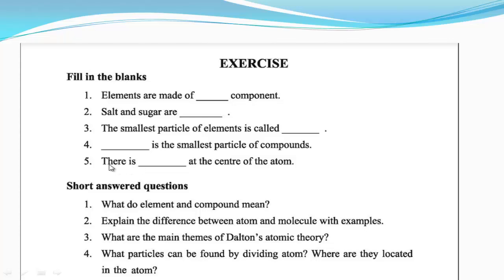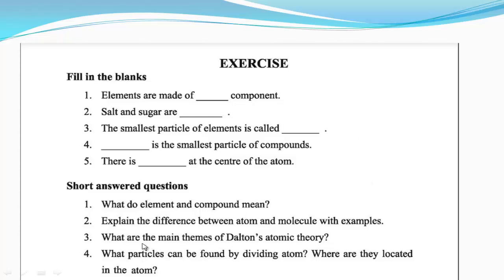For this you have to write: there is a nucleus at the center of the atom. Now, short answer question. What do element and compound mean? I hope you know the answer. An element is actually the smallest. The matter which is composed of only one type of substance is called an element. You give an example. And the matter which is composed of more than one element is called a compound.